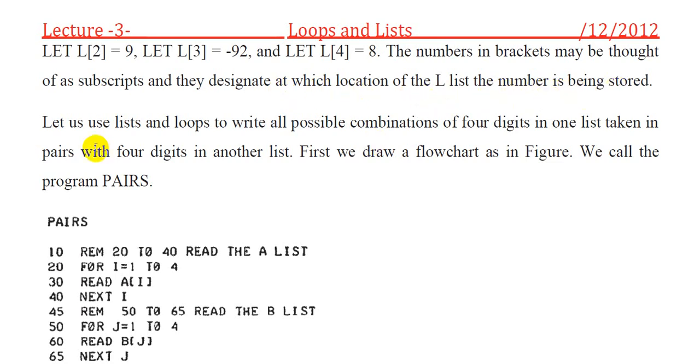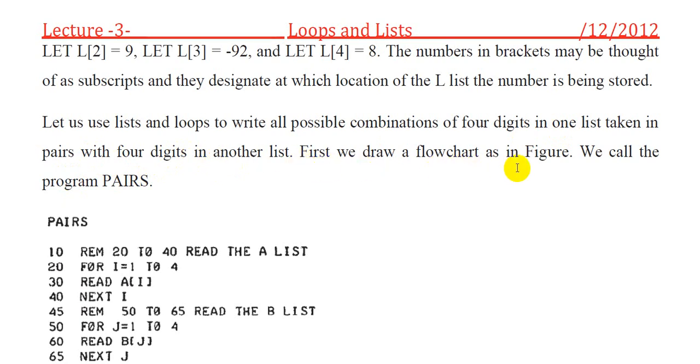Let us then use lists and loops here to write all possible combinations for all four digits in one list taken in pairs, with four digits in another list. We're just going to have to write them all out, the digits of the two lists taken exactly in pairs, with four digits in another list, no further list.